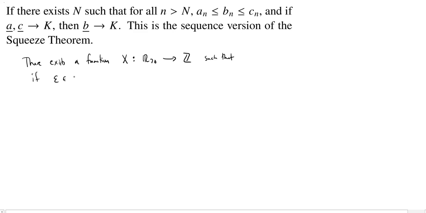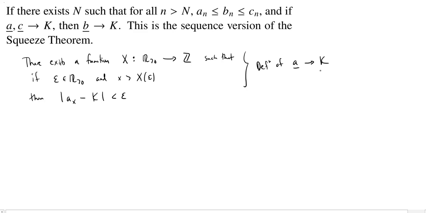if epsilon is some positive real number, and how about we use little x, is greater than the eventually number for epsilon, then the difference between a_x and k is less than epsilon. So this is our definition, right? What it means for the sequence a to converge to k. Of course, we also get a similar thing for c.